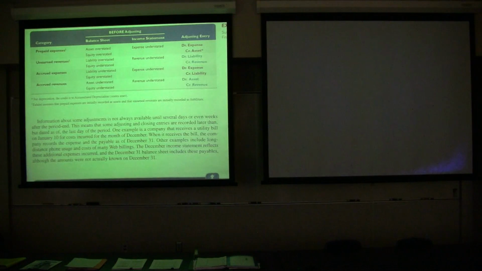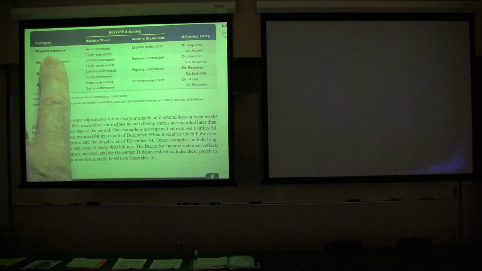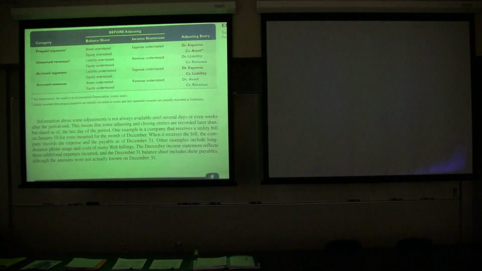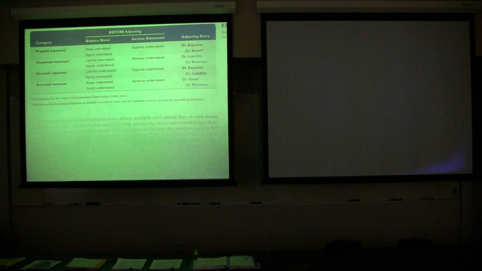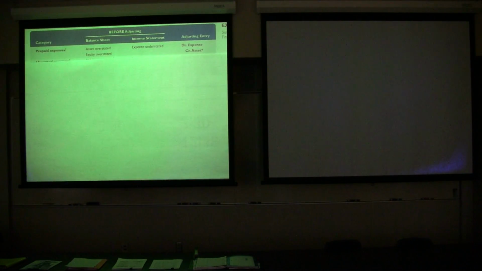Okay? So, prepaid expenses. Prepaid expenses are things like, you buy the insurance in advance, you buy your supplies in advance, you buy a car. Those are what we call prepaid expenses, right? So these assets are the same as paying in advance for an expense. Then when they're used up, you convert them into an expense, right?